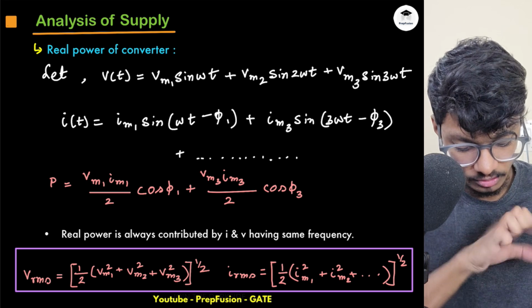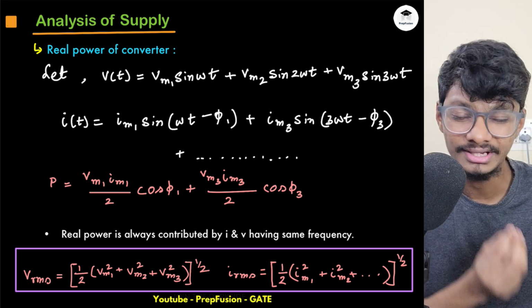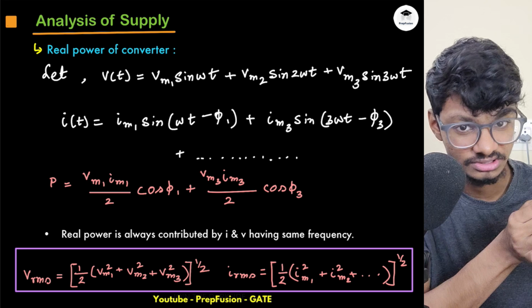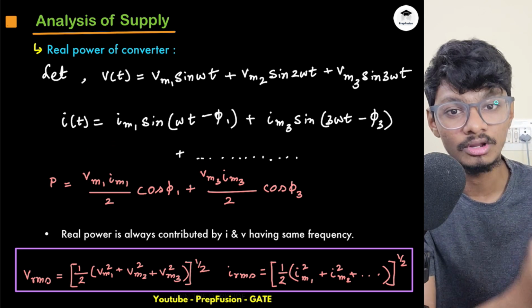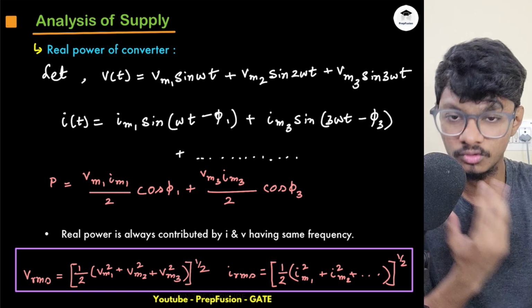That's why they will not generate any power for me, and that is a waste for me. That's why I don't want harmonics, because even though I have to supply that current, a huge amount of current is flowing and it is getting wasted, I am not able to utilize it. That's why we avoid harmonics.